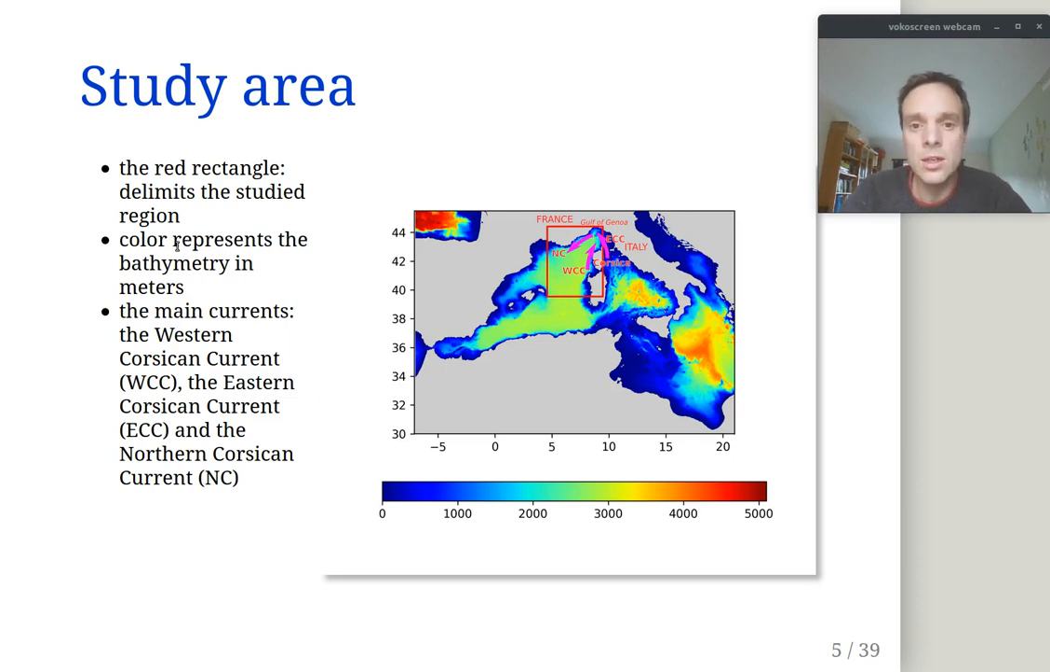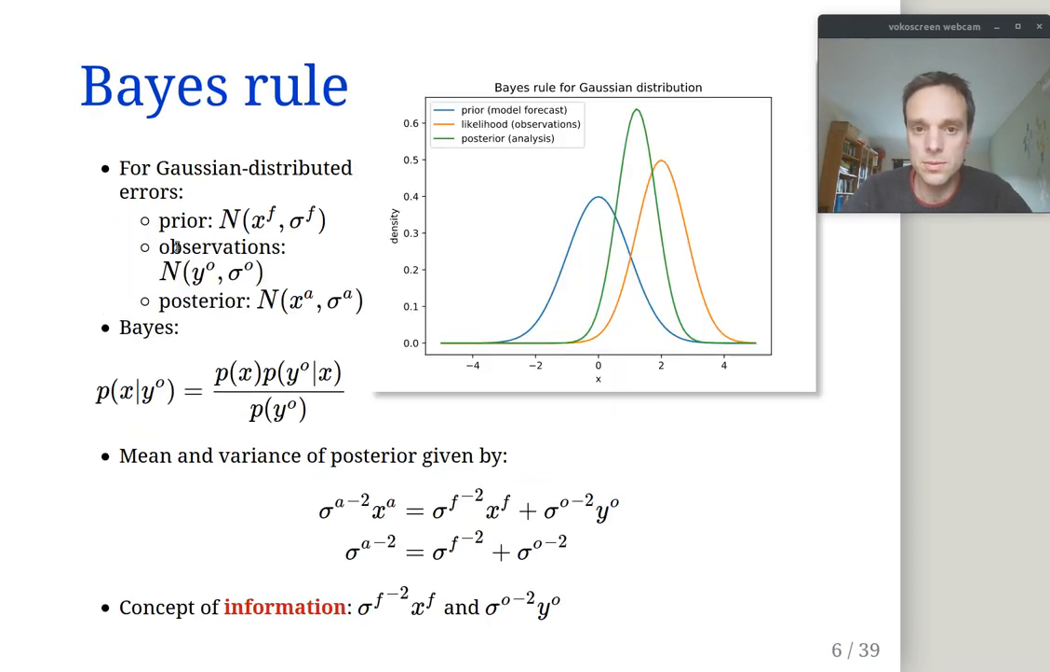So this is the study area. The red rectangle is the EGU2020 region, where we're reconstructing the sea surface temperature, and in this area we have very strong currents like the western current, the eastern current, and the northern current. So it's quite an interesting area.